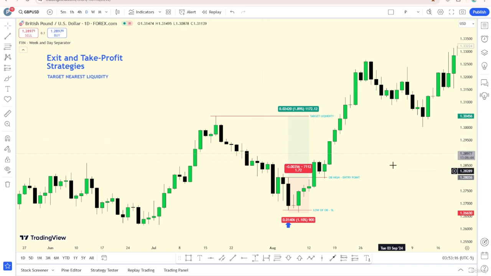So basically that is the way you can exit and place your take profit levels using this order block trading strategy. So basically that's it, and we'll look at more examples of setups. We'll also break down these examples so that you can get a clearer picture of how the setup came about.